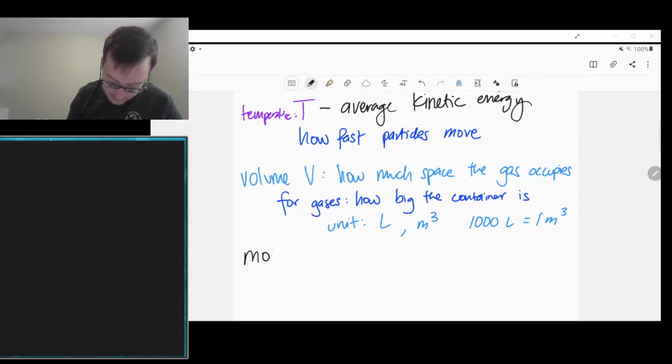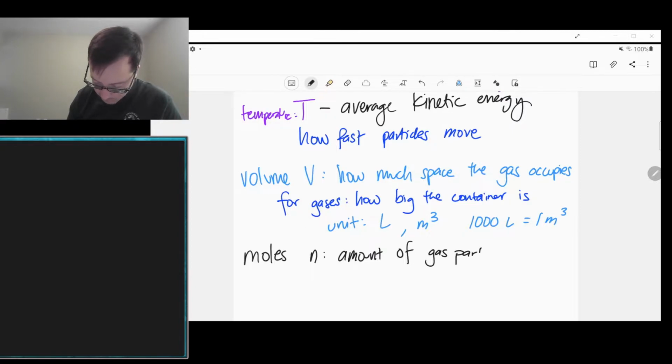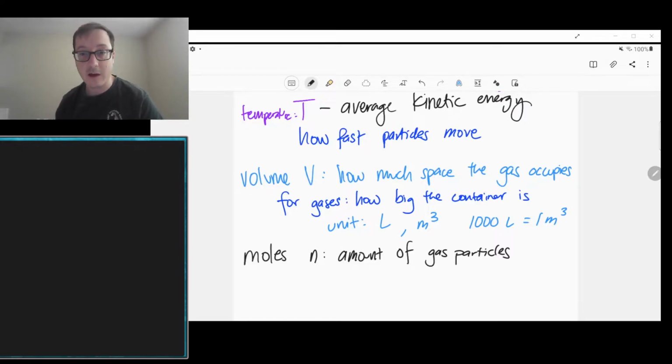Next one we know is the moles, or let's just say moles. We usually abbreviate this with the letter n, lowercase. This is the amount of gas particles. And so it's important for us to be able to say, okay, I have two molecules in this container, or I have 20 kajillion molecules in this container. It's an important consideration when we're talking about gases. So it's the amount of material that we have in there.